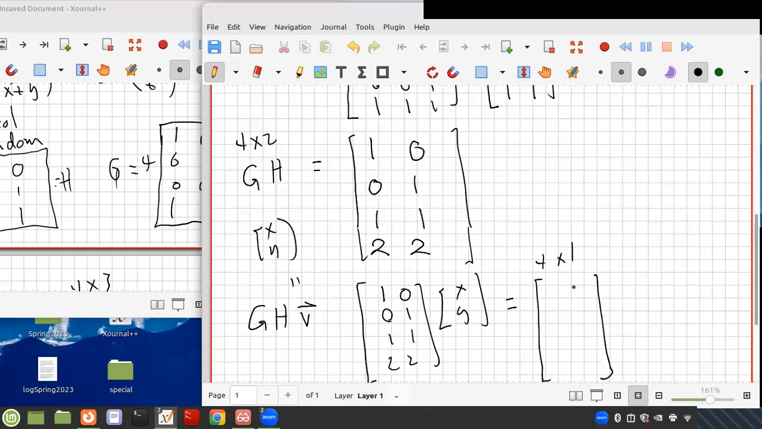So it's going to be X, 1 times 0 times X, Y is X. This one's going to be 0, 1 times that, which is going to be Y. 1, 1 is going to be X plus Y. And 2, 2 times X, Y is going to be 2X plus 2Y, which is 2 times X plus Y.